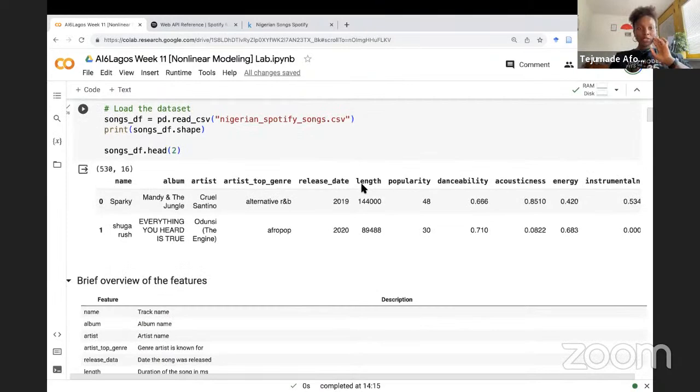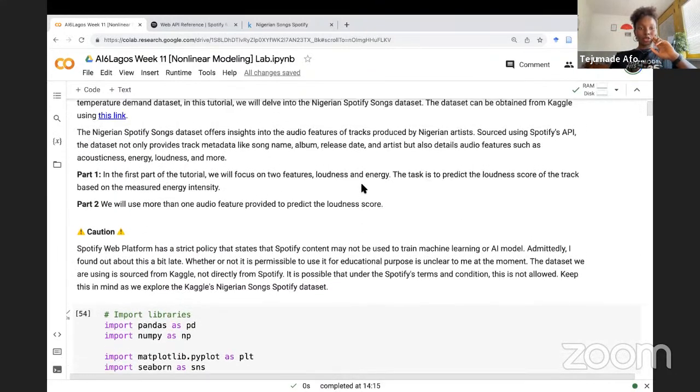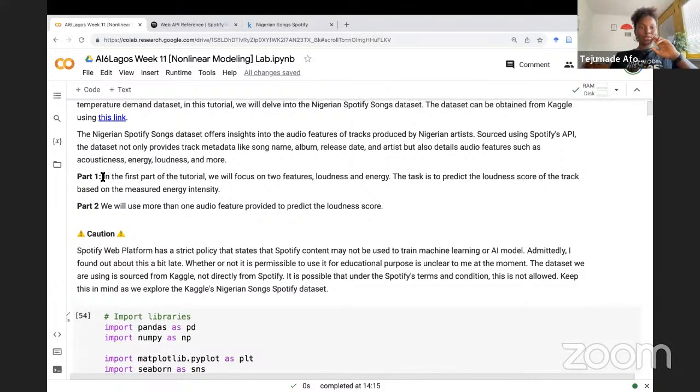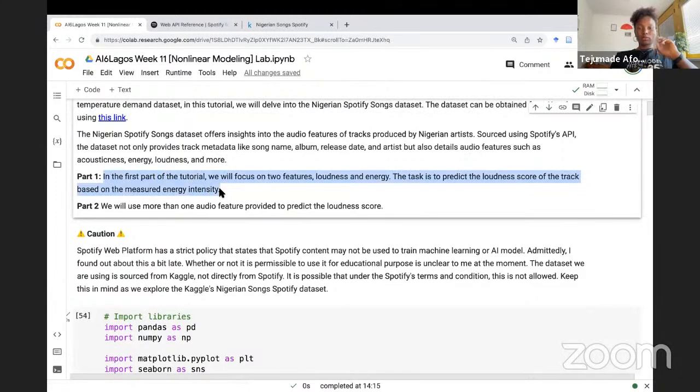Anyway, in this notebook, we will talk about the relationship between the two features, loudness and energy, where we're trying to predict loudness from energy. So I'll show you the code. We'll just run through the code together. This is the purpose, because we already talked about it this morning.